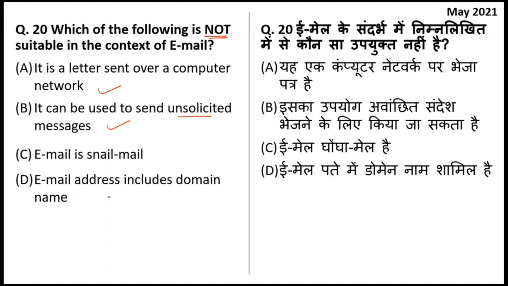Email addresses include a domain name like .com or .edu. All these are domain names, which are added at the end of the email address. So the statement that is not true is that email is a snail mail. So option C is incorrect.